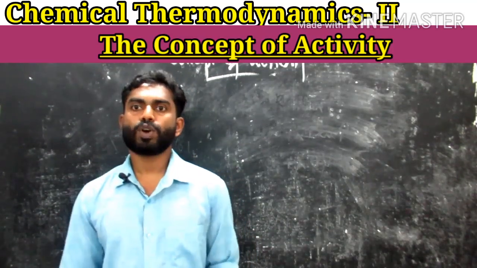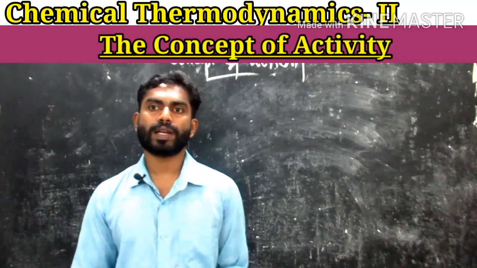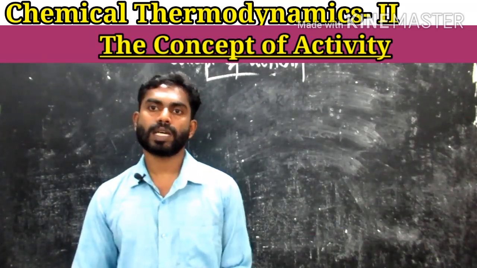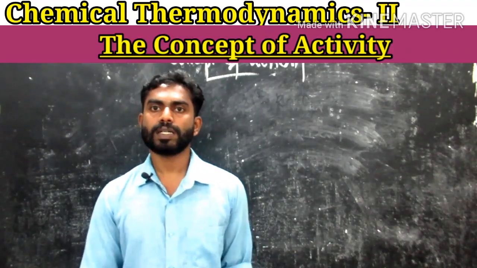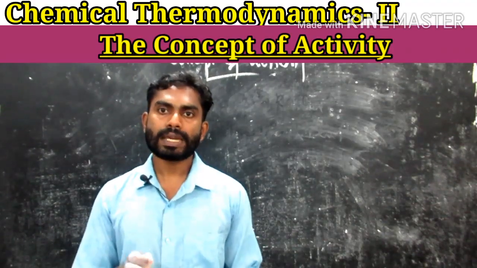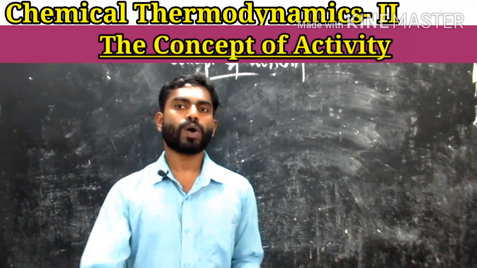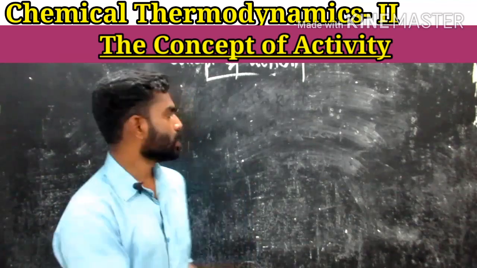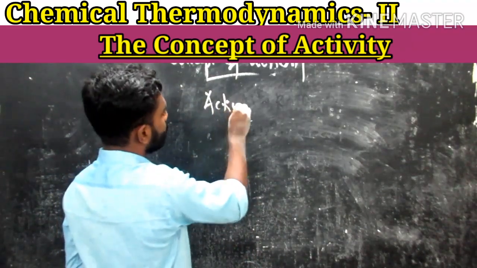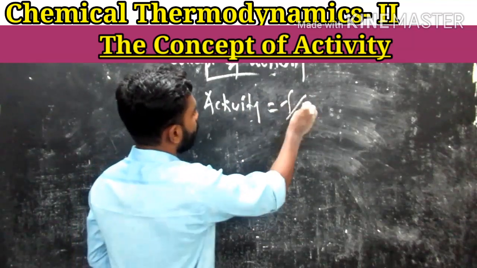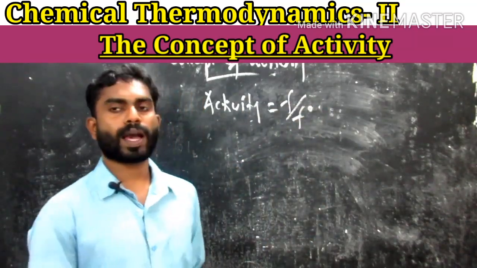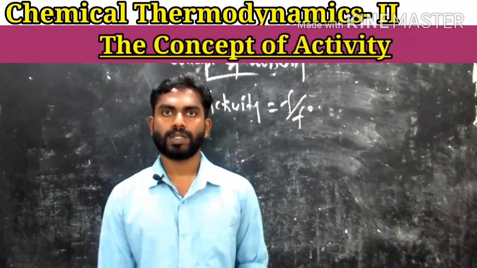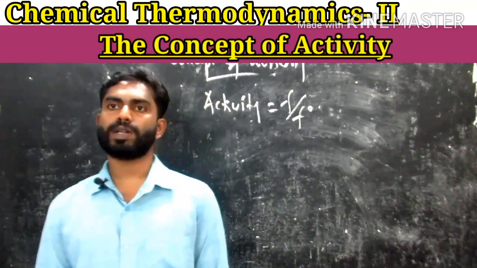The activity of a substance in a given state is defined as the ratio of its fugacity in that state to its fugacity in the standard state. So activity is equal to F by F0, the fugacity in that state divided by the fugacity in its standard state. Activity is a unitless quantity.